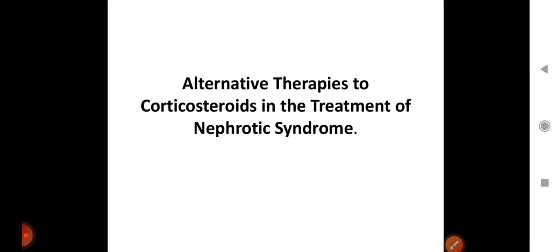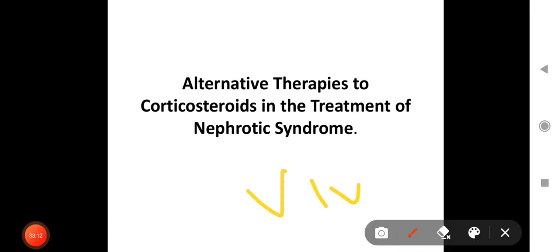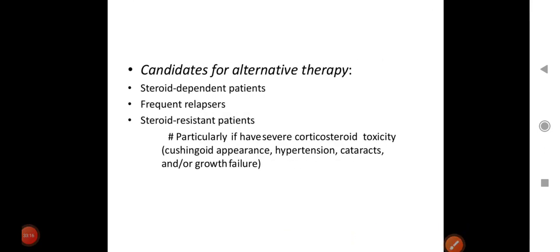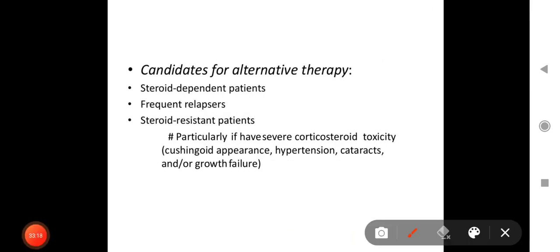Now, what are the alternative therapies to corticosteroids in the treatment of nephrotic syndrome? This can also be asked in viva: alternative therapies for nephrotic syndrome. Who are the candidates for alternative therapy? Steroid dependent patients, frequent relapsers, and steroid resistant patients.